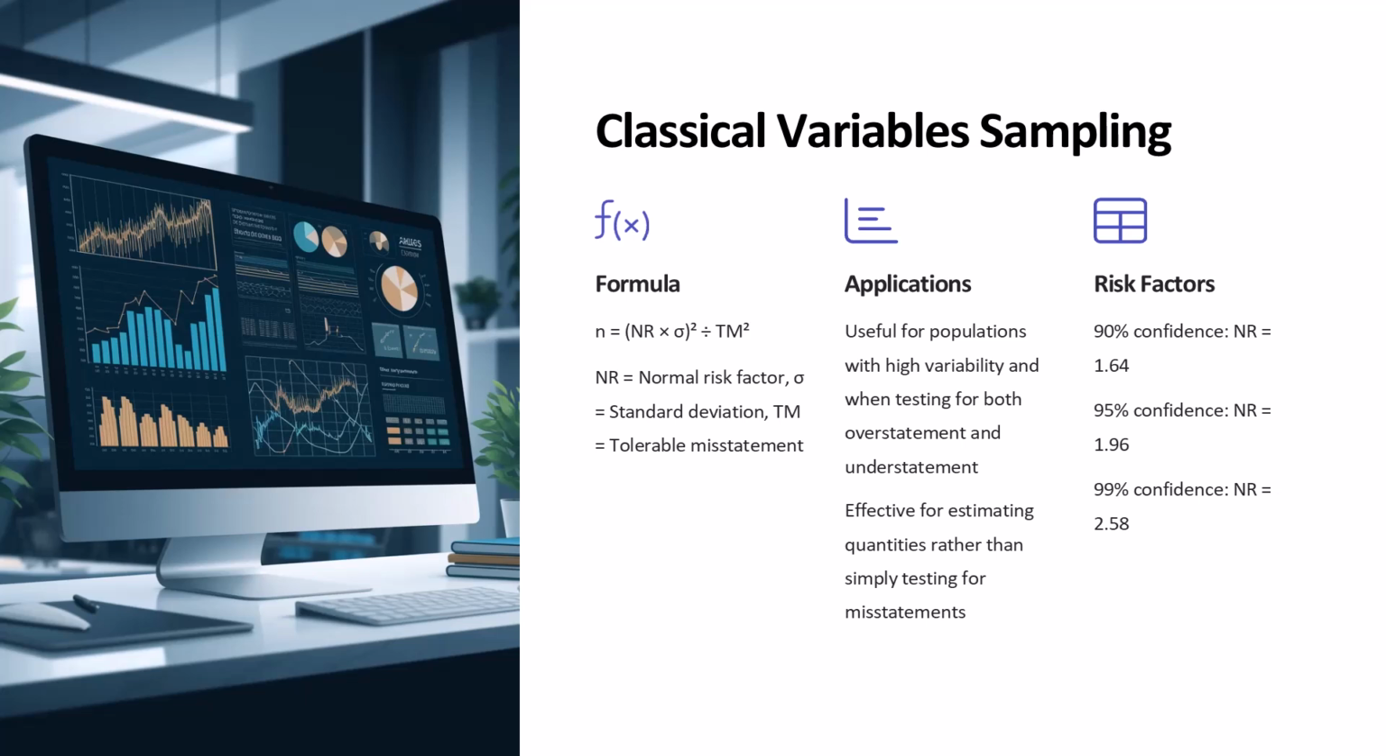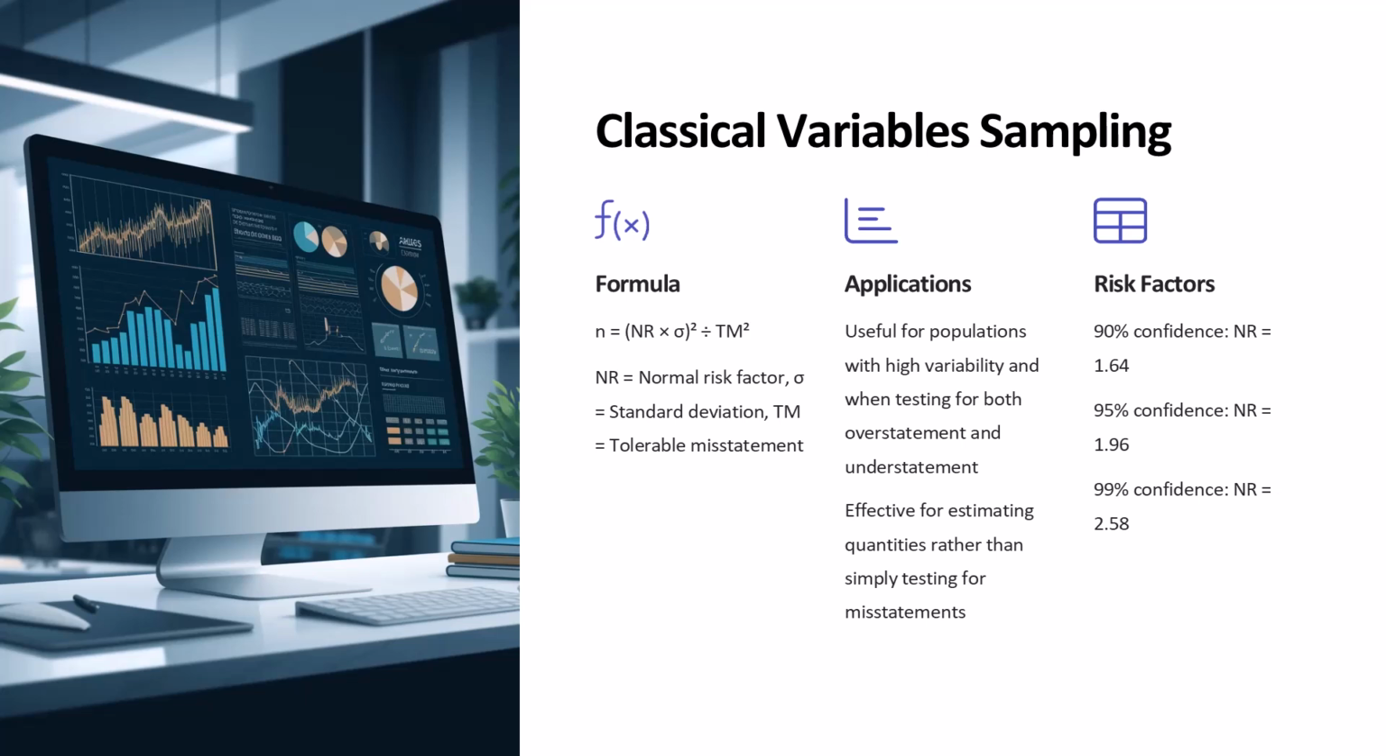This formula focuses on the variability of the population as measured by the standard deviation. The more variable your population, the larger your required sample size, which makes intuitive sense because more variability means less predictability, requiring more testing to reach conclusions.